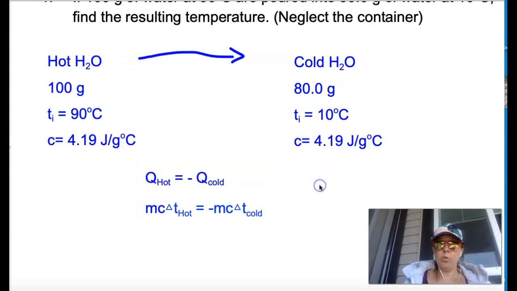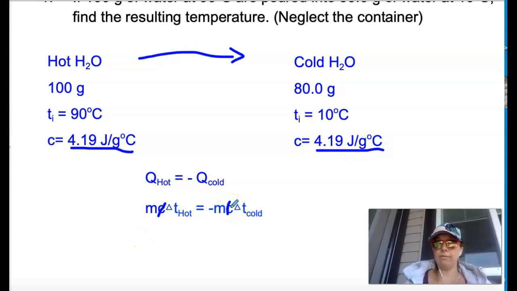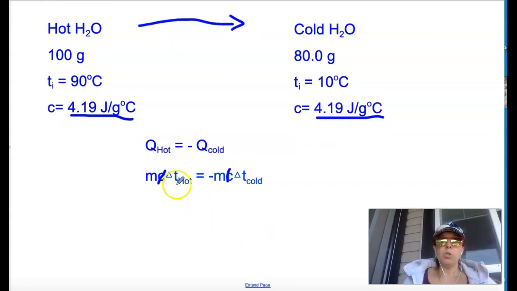So what I get to do in this question that I don't always get to do is eliminate C. The reason I get to eliminate C is they both have the same specific heat. If they didn't, I could not do that. I would have to leave the C in. But in this case, because they are both water, I can get rid of C. I'm choosing to do that because it's going to make this question a little bit simpler as we work through it. I also don't know what ΔT is, but I should know that ΔT equals TF minus TI. So I can replace ΔT with those values.